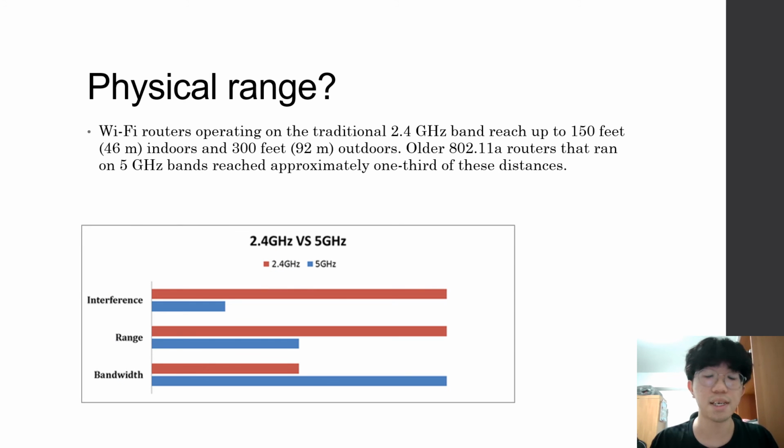What is the physical range in Wi-Fi? Wi-Fi routers operating on the traditional 2.4 GHz band reach up to 150 feet, which is 46 meters indoors, and 300 feet, which is 96 meters outdoors. Older 802.11a routers that run on a 5 GHz band can reach approximately only up to one-third of this distance.